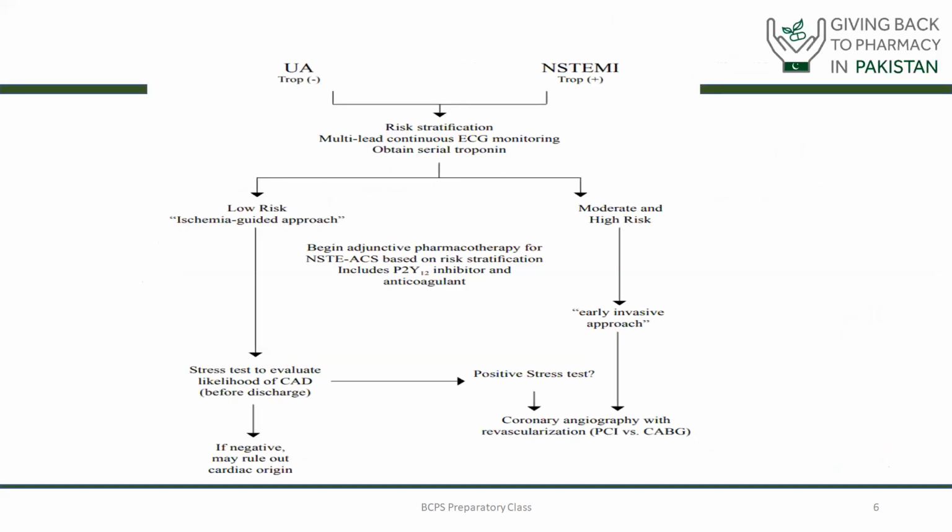If it's unstable angina, if it is low risk, then they can go for an ischemia guided approach. They will give the medication and they will perform the stress test in unstable angina. Even if the troponin is positive and the patient is not feeling any symptom, again the patient is in the low risk, then they will again perform a stress test. So sometimes there is a short time blockage in the artery and it opens again, and the troponin gets high. So they will perform further diagnosis.